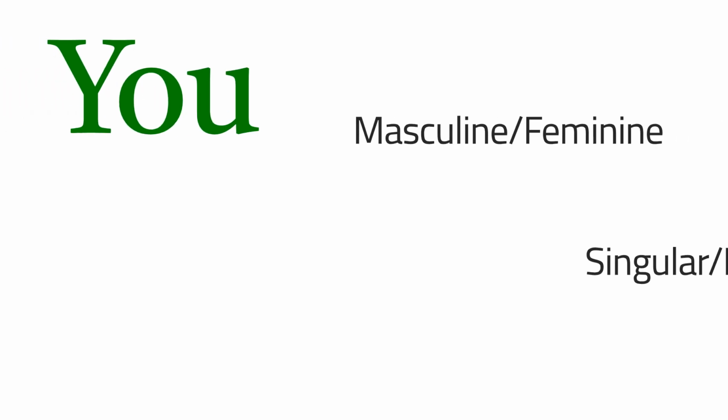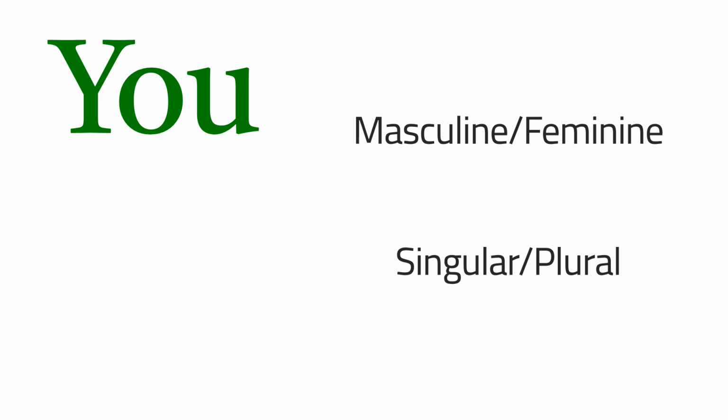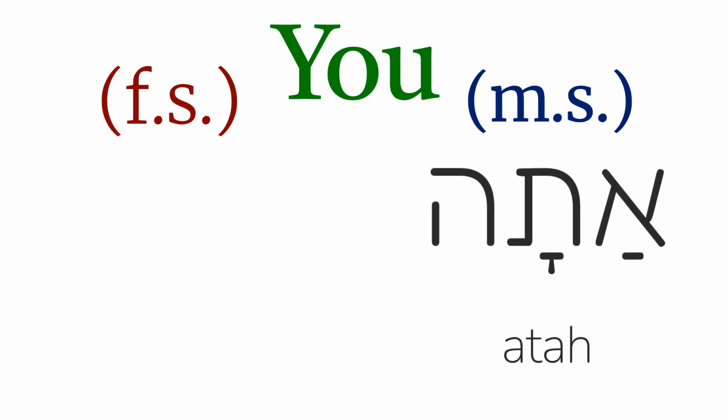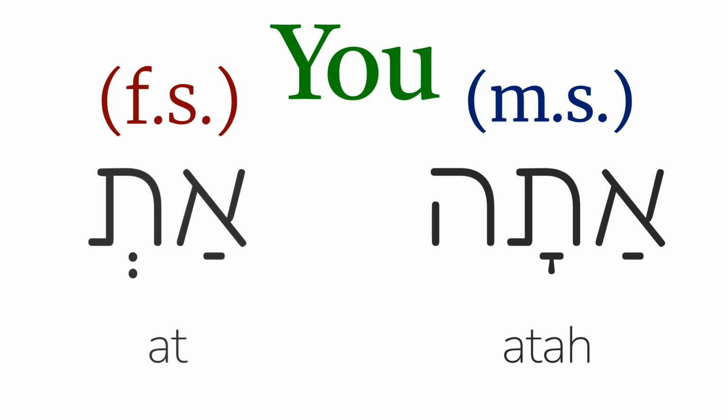However, the word for you does change depending on the gender of whoever you is. It also depends on whether you are talking to one person or many people. Today we're going to learn the masculine and feminine singular forms of you. So if you're talking to a man, you is ata. And if you're talking to a woman, you will be at. This is completely different from most words where the form with the a is the feminine form. But with the pronoun you, ata is masculine singular and at is feminine singular.